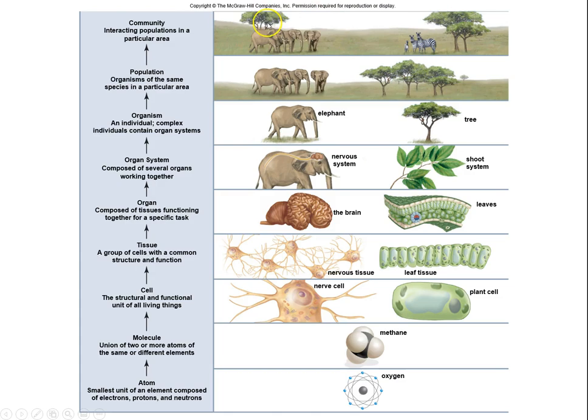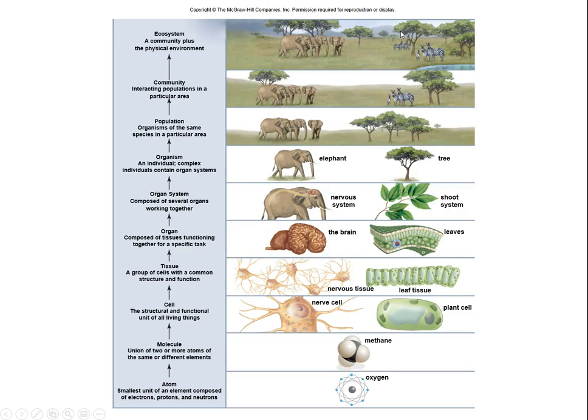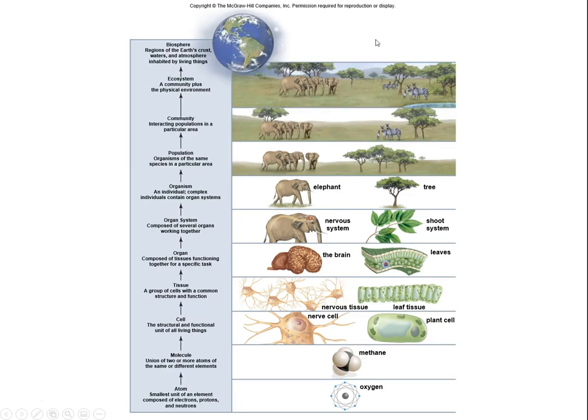These are all part of the same community. Okay. Next, ecosystem. So now this is the community, right? Plus that physical environment that exists. And then lastly, it's biosphere, right? So it says regions of the Earth's crust, waters, and atmosphere inhabited by living things. So now you're taking in the atmosphere and the entire, essentially, Earth's crust and adding it to the ecosystem here.